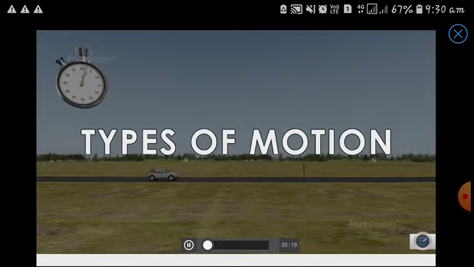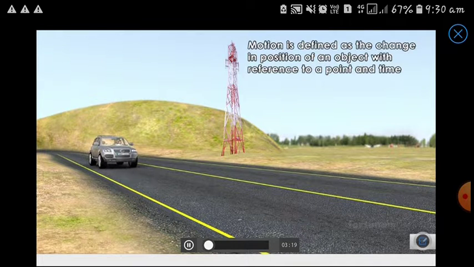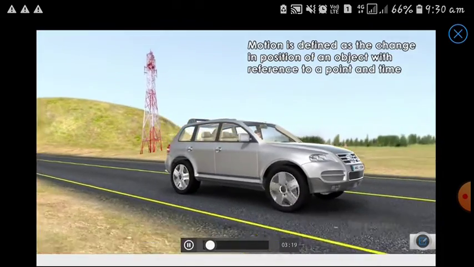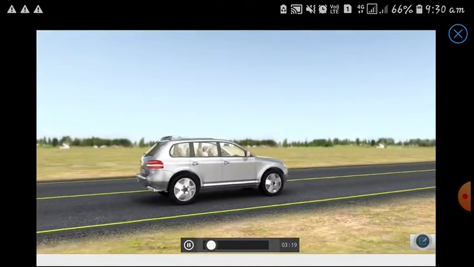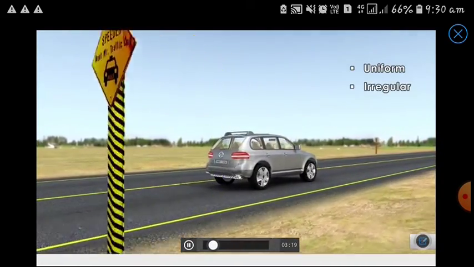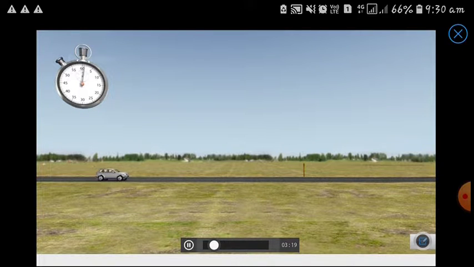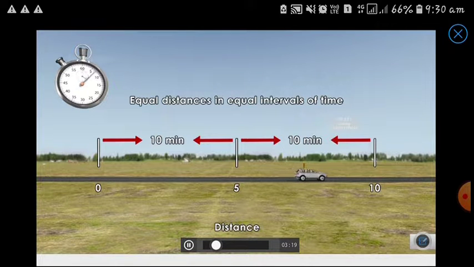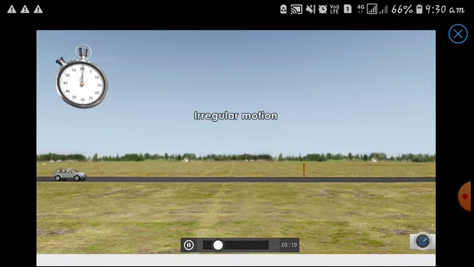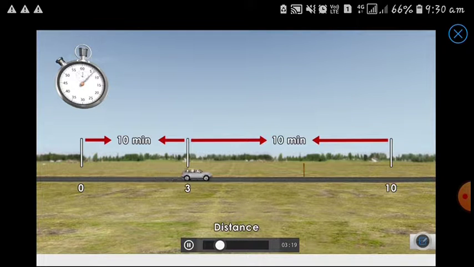Types of motion. Motion is defined as the change in position of an object with reference to a point and time. Broadly categorized, it is one of two types, uniform or irregular. A car traveling down an empty stretch of the highway at a constant speed will cover equal distances in equal intervals of time. This is an example of uniform motion. Irregular motion, on the other hand, is when the same car will cover unequal distances in equal intervals of time, or vice versa.